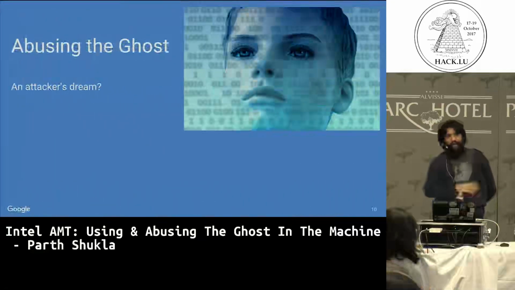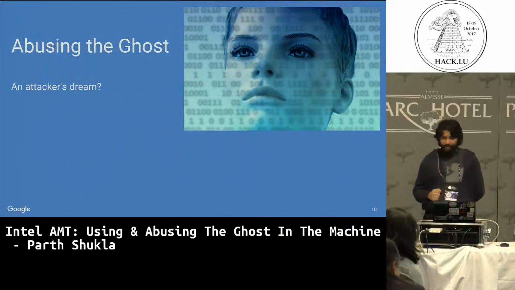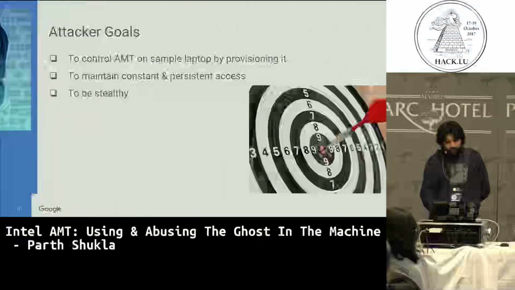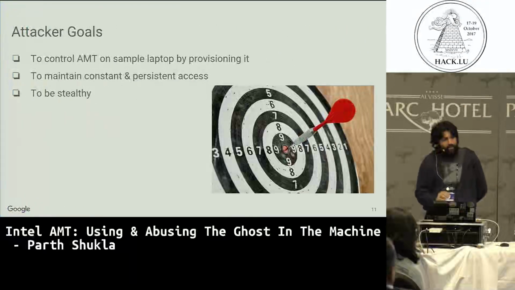Okay, let's go back to our original premise of looking for the best practical attack using Intel AMT. Now we know a bit about AMT. When I started this exercise, this is what I wanted to achieve. Obviously, when I started, I didn't know if this was really possible. It seemed likely from the documentation I'd read, it's like, oh yeah, this seems plausible. So my goal here is to control AMT, maintain persistent access, and then remain stealthy in the process. Those are my attacker goals.